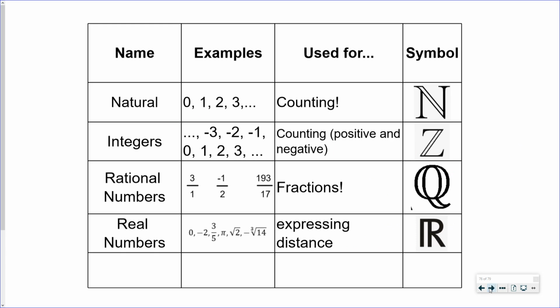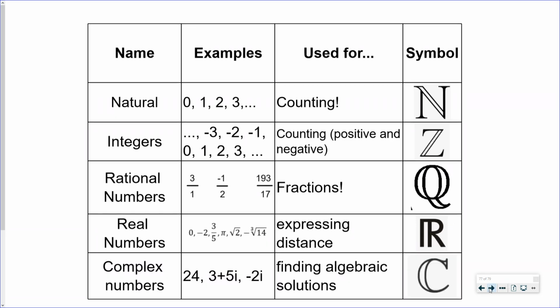Going to our chart, we can add our fifth and final row. Complex numbers, we've got some examples here: just reals, just imaginaries, and both reals and imaginaries. And these help us find algebraic solutions. The symbol for the complex numbers is a C, but with a kind of a double bar on the left-hand side.